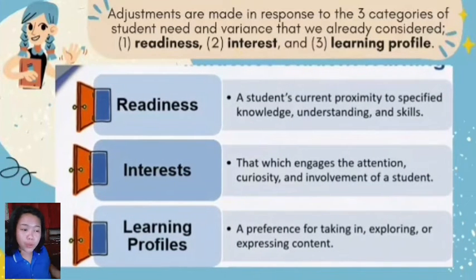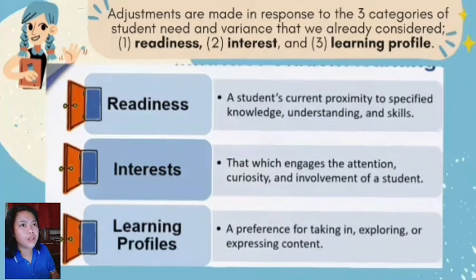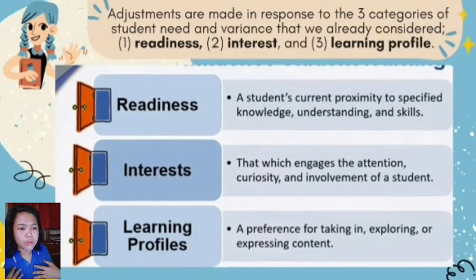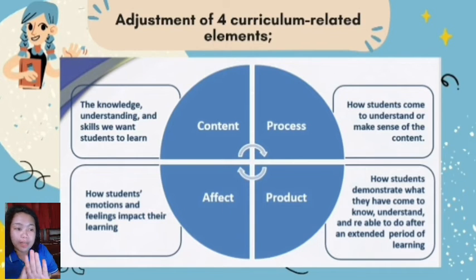Okay, before we proceed to the next discussion, let me clarify first this part. Okay, the 4 curriculum-related elements and the 3 categories of student or variance. So what is the connection between these 2? For example, if you choose one of the variance, which is readiness, okay, if you were at that situation as a teacher, like you are not satisfied of your students' capacity or performance, you're not satisfied with it, then the only thing you need to do is go back at that 4 curriculum-related elements, because this is the core of the classroom when it comes to practicing differentiated instruction.